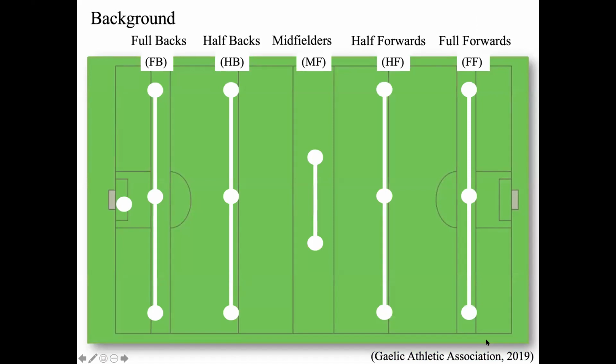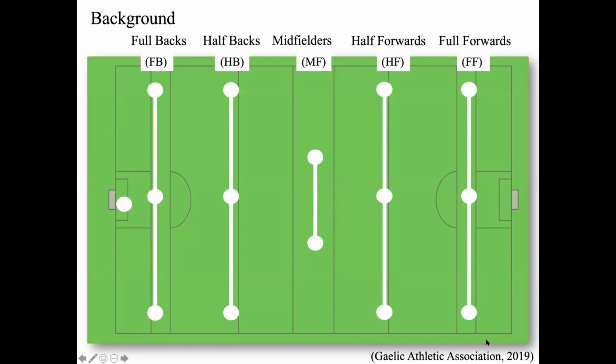So there are 15 players on each team, 14 outfield players with 1 goalkeeper. And positions are organized into lines. So we have the full back line, half back line, 2 midfielders, half forward line, and full forward line. And in each positional line, there's a convention of maybe player-to-player marking, where the attacker's role is to invade the defense and to score, where the defenders try and deny these scoring opportunities.